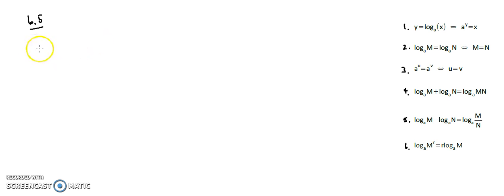So for example, if we have log base 2 of x plus log base 2 of 5, we could combine these together. It's a sum, so we can put it together as one logarithm, log base 2 of x times 5, or 5x.